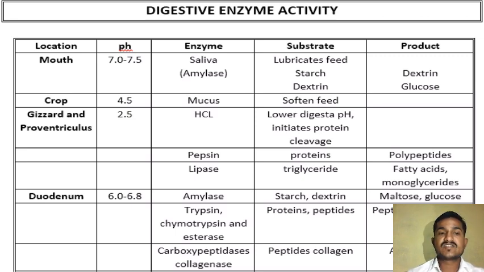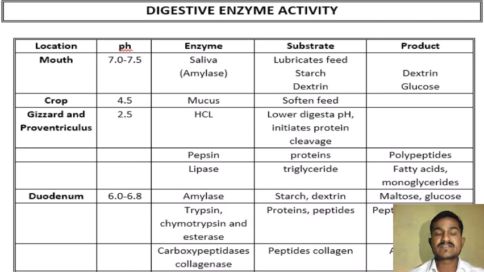Then the next enzymatic activity occurs in the next organ of the alimentary canal, the crop. The crop has a pH of 4.5, basically an acidic pH. Here the mucus does the work. This mucus softens the food material. The grains are softened, converted from hard to soft.